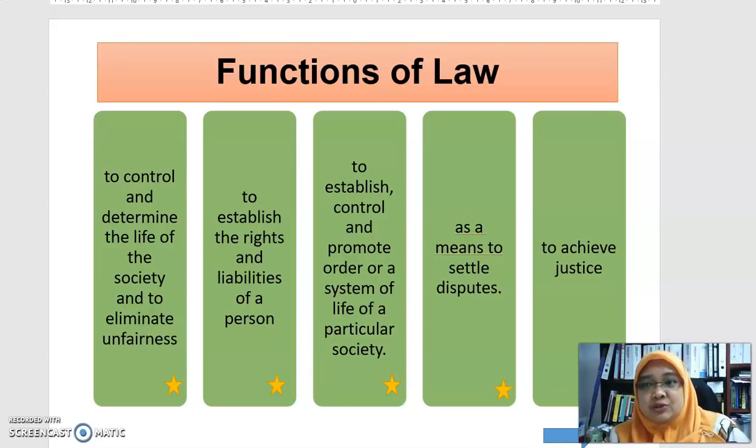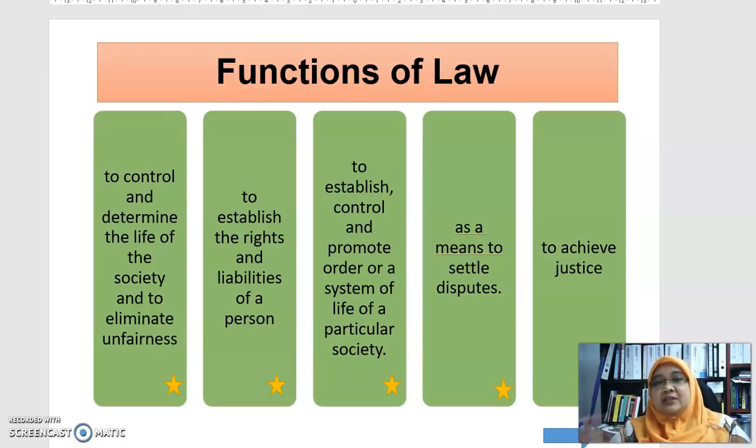And to establish control and promote order of a system of a particular society, we have law like negligence, we have the law of torts. Then as a means of settlement of dispute, we have mediation, adjudication, and arbitration. Another function of law is to achieve justice. Actually, there are a lot more functions of the law, but what I've given here are only 5 main functions, and you need to explain each and every one of them.